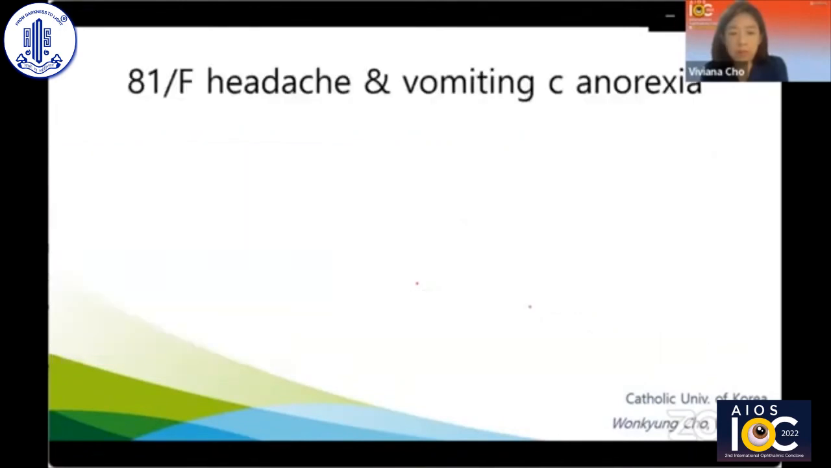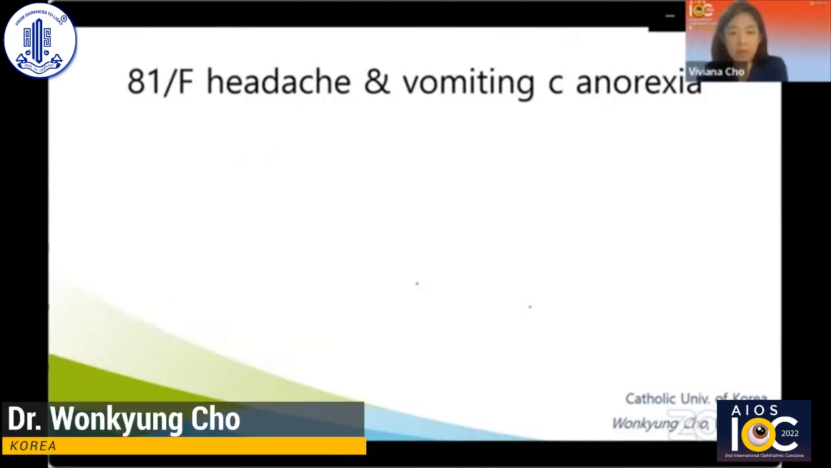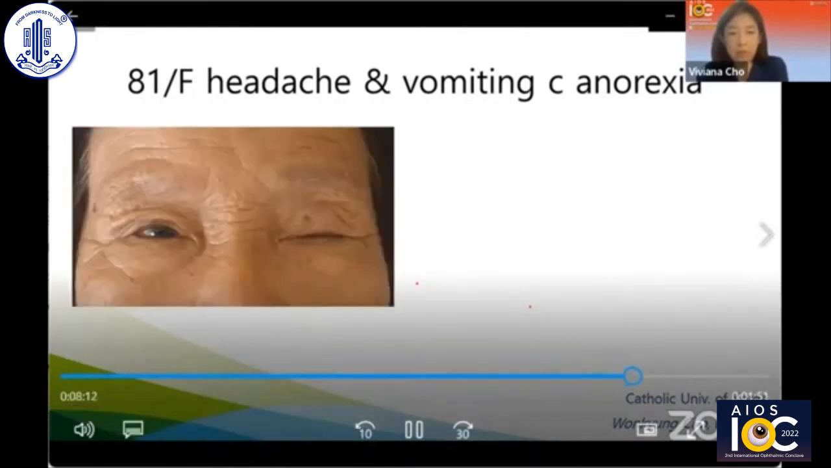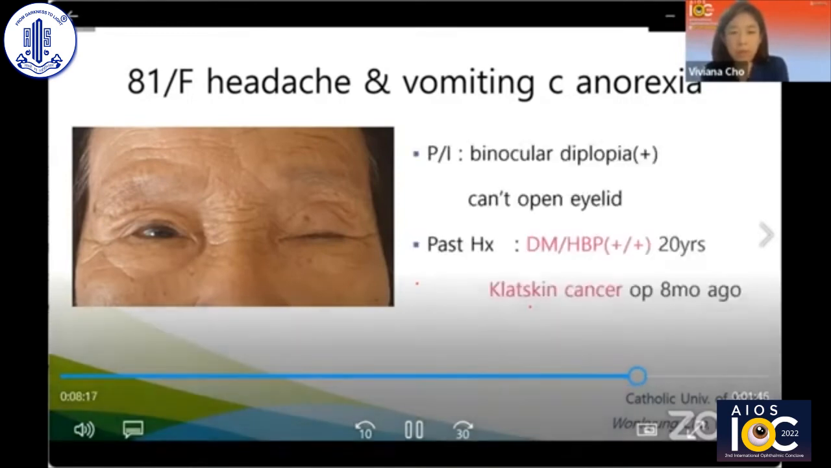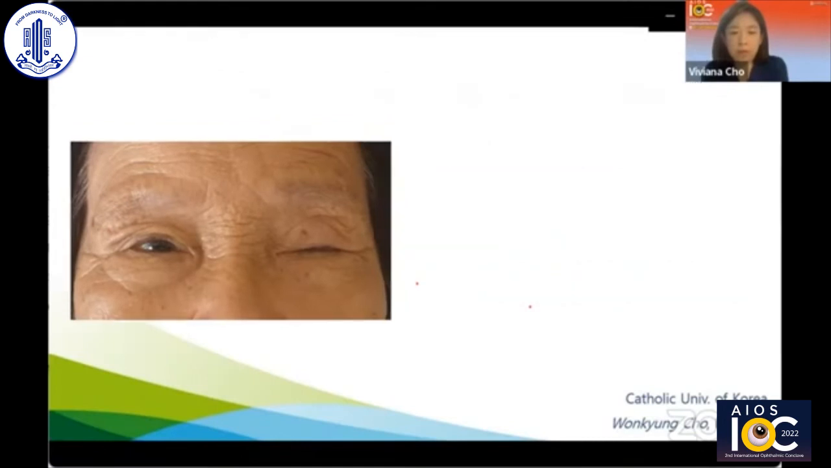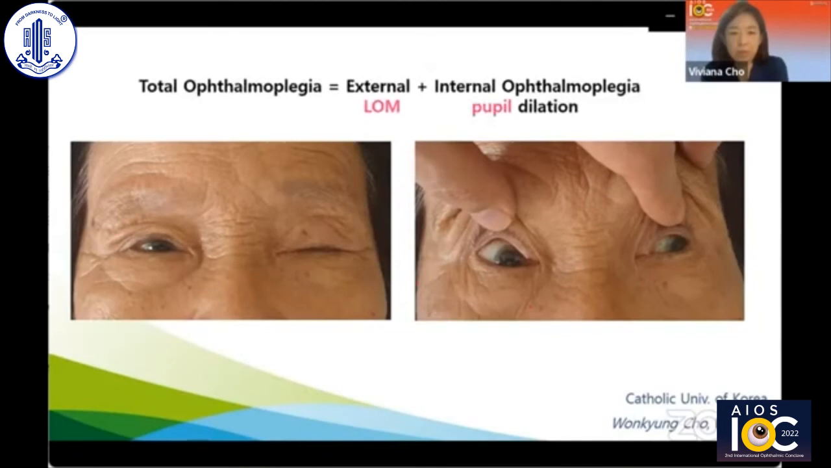The last case. An 81-year-old female patient was referred to my clinic from the GI department for binocular diplopia. She had severe headache and vomiting with anorexia. She complained about a droopy eyelid of her left eye. She had DM and hypertension for 20 years and a skin cancer operation history 8 months ago. She showed total ophthalmoplegia, restricted ROM in all directions, and pupil dilation of both eyes.